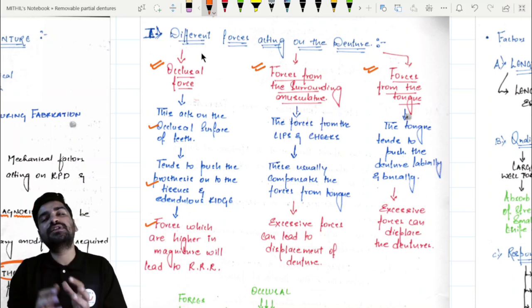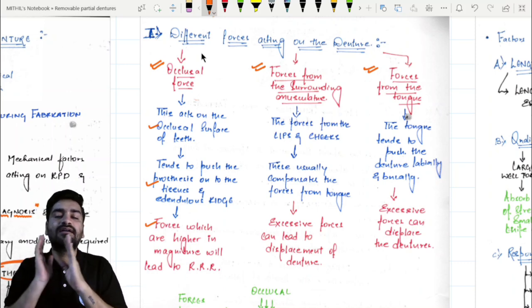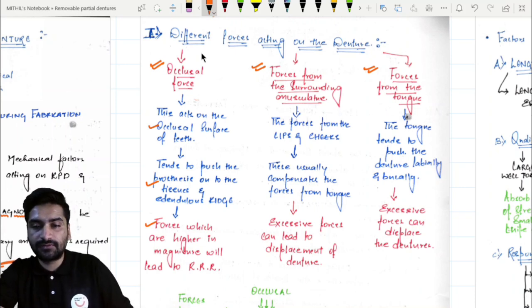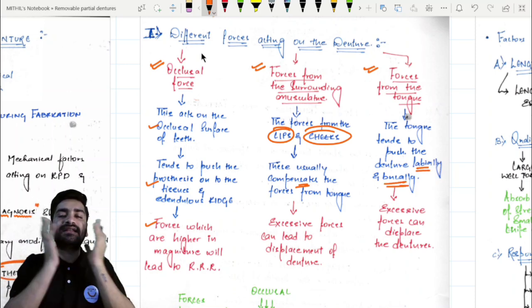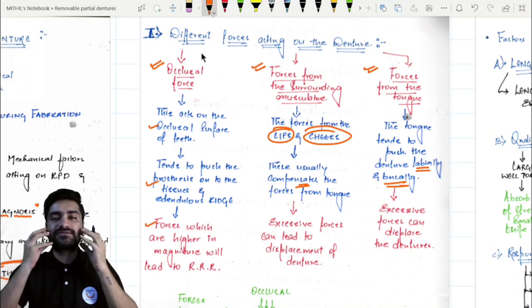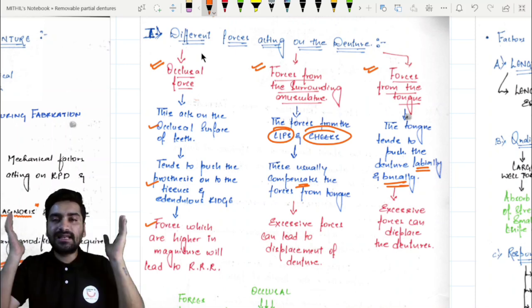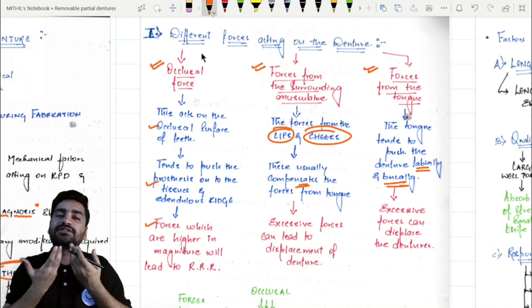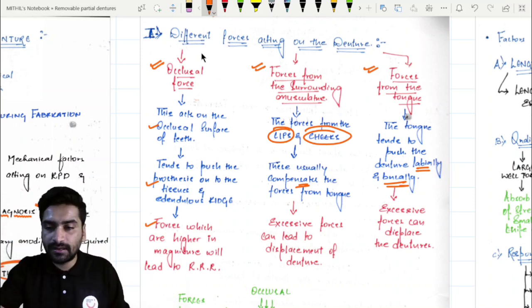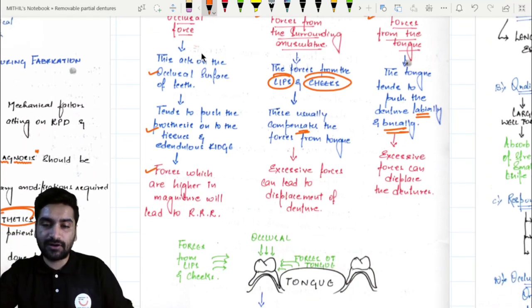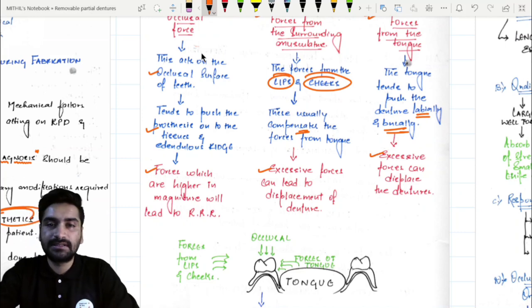These are usually compensated by the forces from the tongue from the inner side. So the forces from the lips and the cheeks are usually compensated by forces of the tongue, which are acting labially and buccally. Labially in front, buccally inside. Similarly, the surrounding musculature makes forces towards labially and buccally inwards. Tongue causes the forces to go outwards. So those forces are counteracted and well balanced. But if they are not, then excessive forces might lead to displacement of the denture in both scenarios.